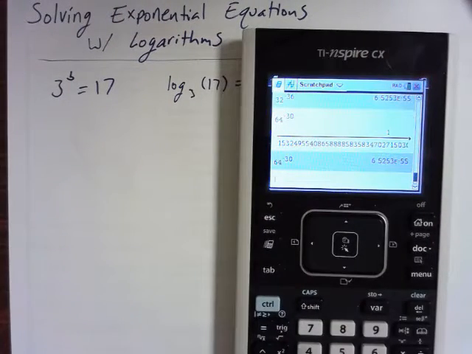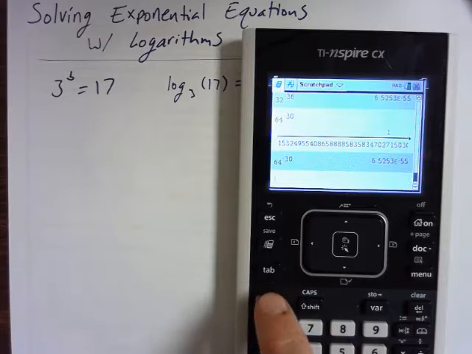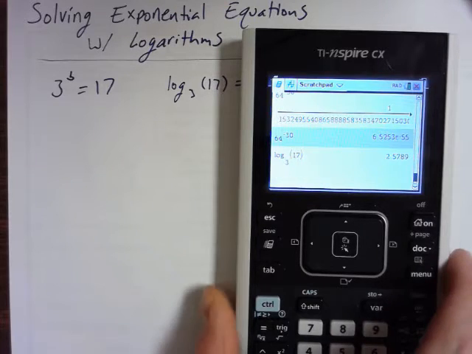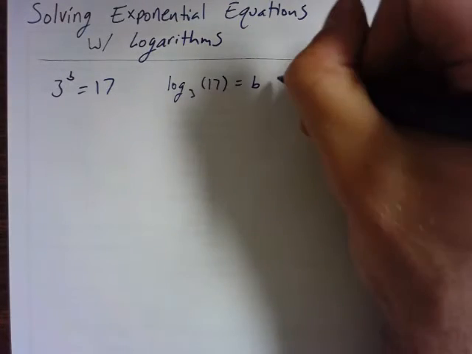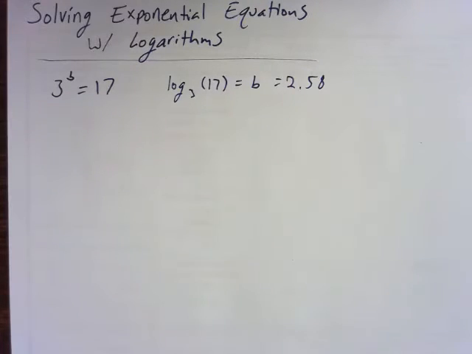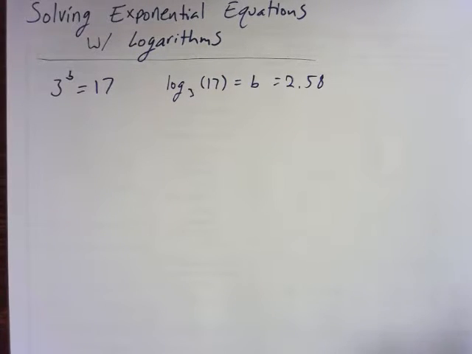I can go in here and I can do log base 3, just type it in how it looks, of 17 equals 2.58. So b equals 2.58. And that would be my answer. And that's simple enough. But if I get into more difficult exponential equations, I might have to do some other messing around with my problem.